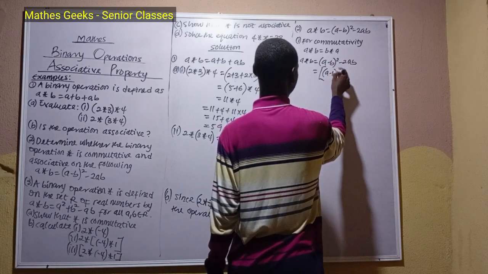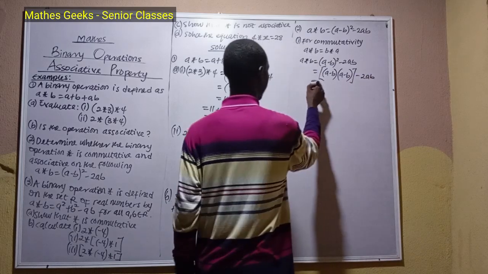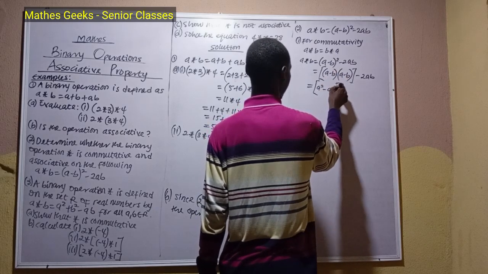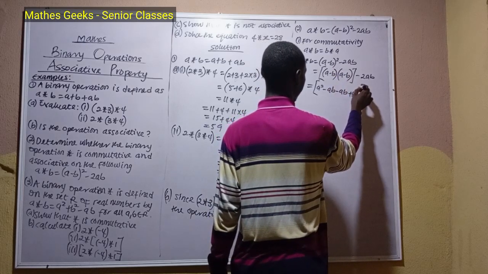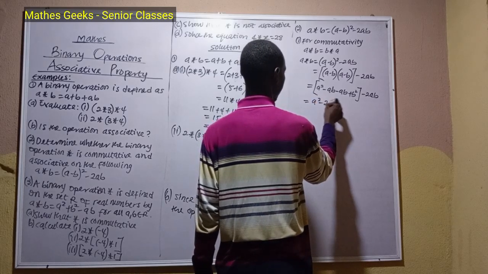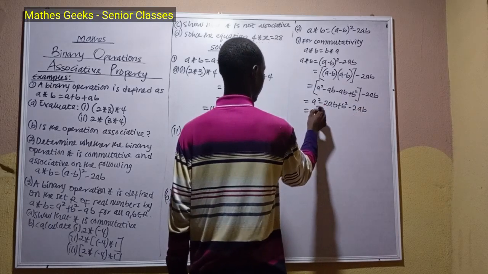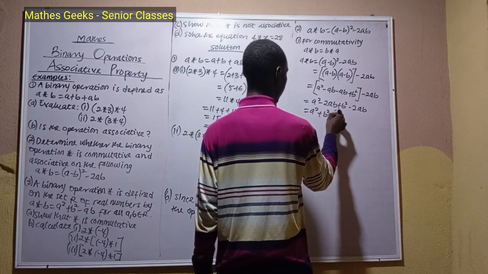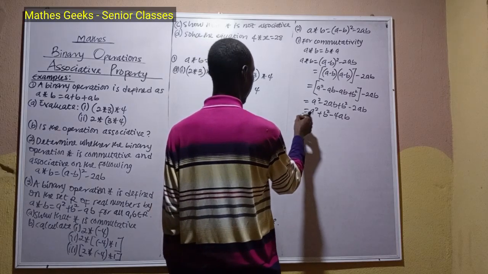This will give us (A minus B)(A minus B) minus 2AB. A times A is A squared, A times minus B is minus AB, minus B times A is minus AB, minus B times minus B is plus B squared, minus 2AB. So A squared minus 2AB plus B squared minus 2AB. So this will give us A squared plus B squared minus 4AB. So let's get B star A.